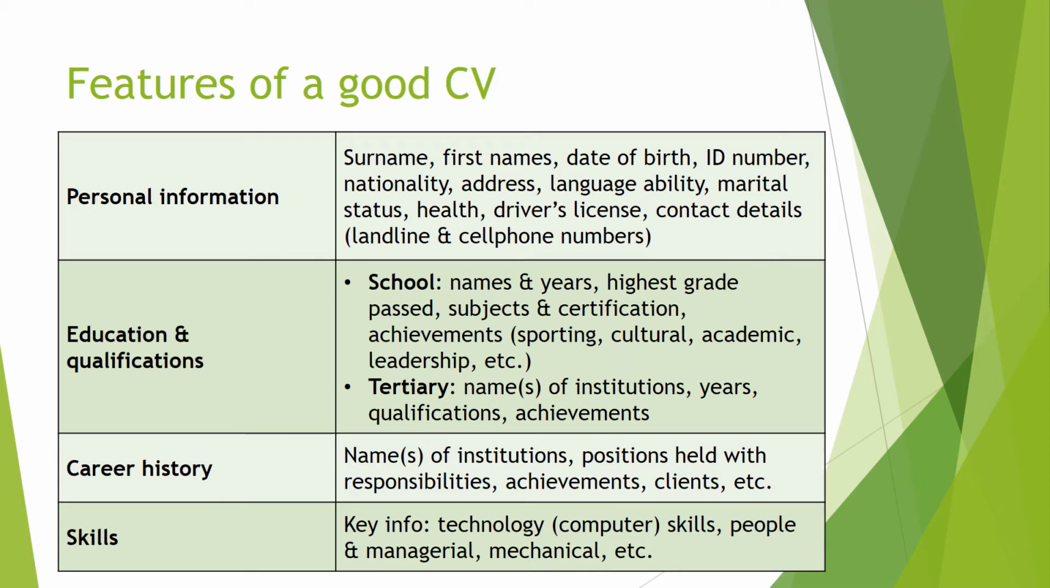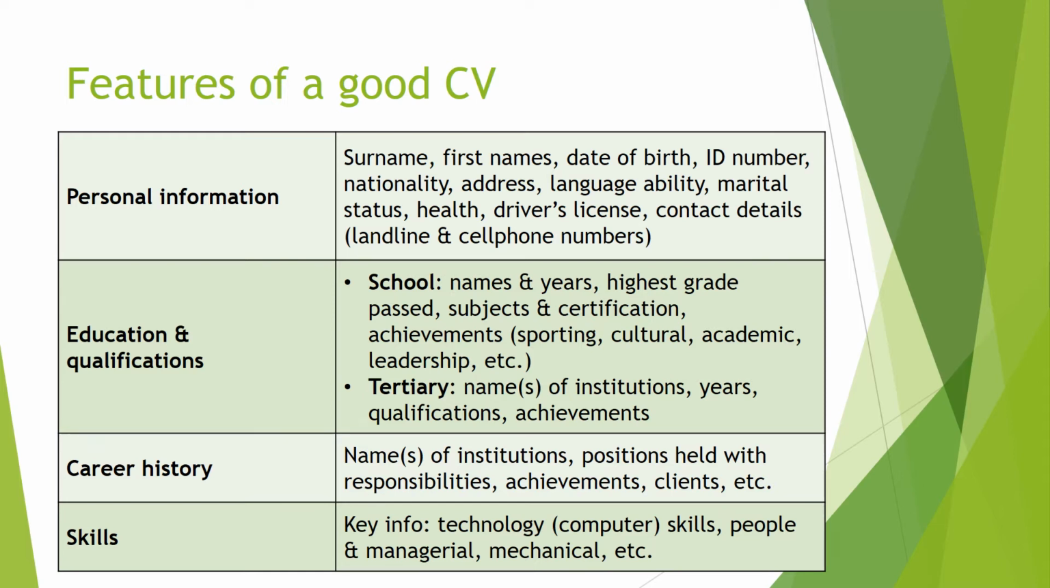Your education and qualifications. So for school, you need to have the names and years that you were at school, the highest grade passed, subjects and certification, and then any achievements like sporting, cultural, academic, or leadership achievements. Then for your university or tertiary education, you need to have the names of the institutions, the years, the qualifications you achieved, and your achievements.